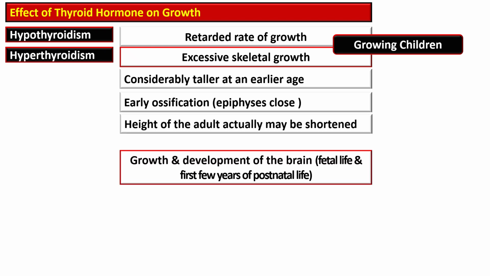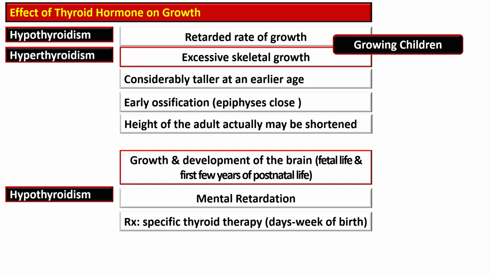In fetal and infant brain development, it also plays a role in brain growth and maturation in utero and in infancy. So deficiency in early life causes an underdeveloped brain or microcephaly and permanent intellectual disability if untreated, known as cretinism. This requires urgent treatment with thyroid hormone after birth.